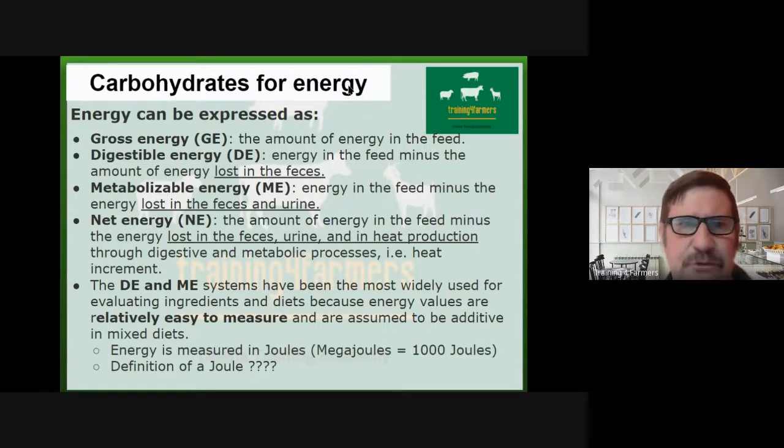The second way that we can express energy is digestible energy. Now, digestible energy is basically what goes in there minus what comes out the back end. If you're feeding a cow 10 kilograms of hay and 3 kilograms comes out the back end, you know the digestibility is 70%. Now, that's a lot better, but there are other losses as well, except for feces. There is still energy in the urine, which we haven't taken into account yet.